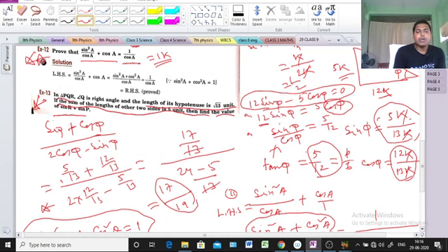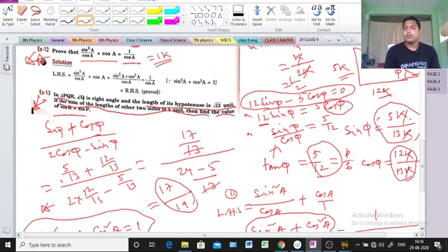One triangle is given, triangle PQR, whose angle Q is the right angle. The length of the hypotenuse is also given, root 13 units. Another data is also given: the sum of the lengths of the other two sides, perpendicular and base, is 5 units. Then find the value of sin R plus sin P. Question clear?